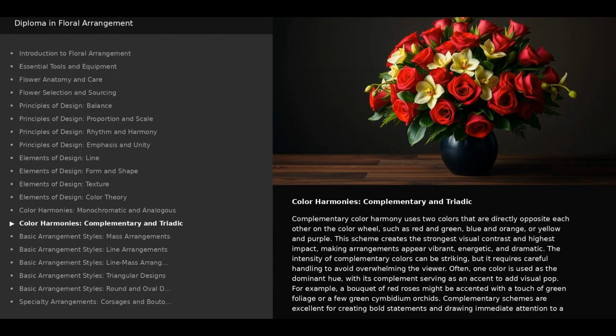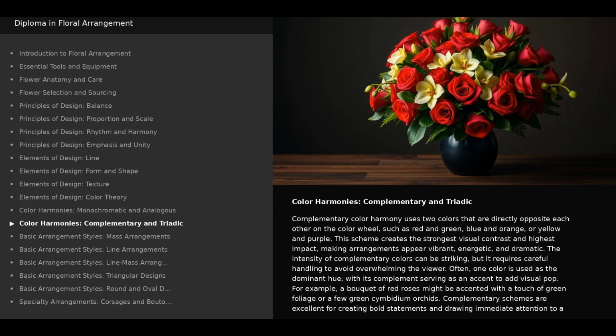Color harmonies: complementary and triadic. Complementary color harmony uses two colors that are directly opposite each other on the color wheel, such as red and green, blue and orange, or yellow and purple. This scheme creates the strongest visual contrast and highest impact, making arrangements appear vibrant, energetic, and dramatic.